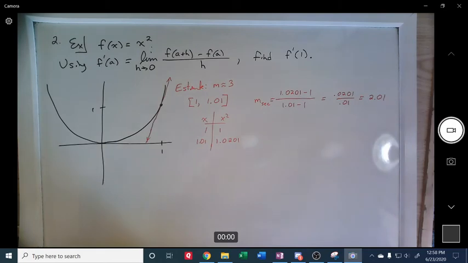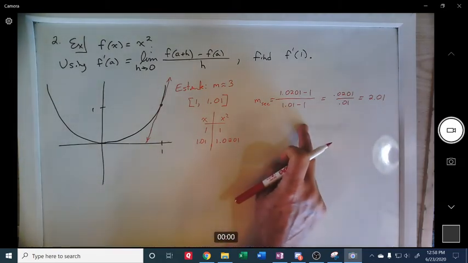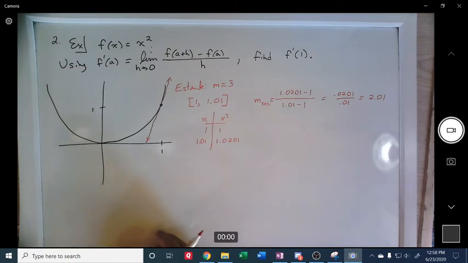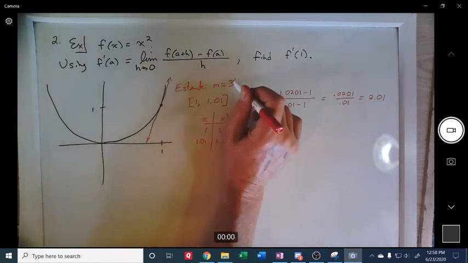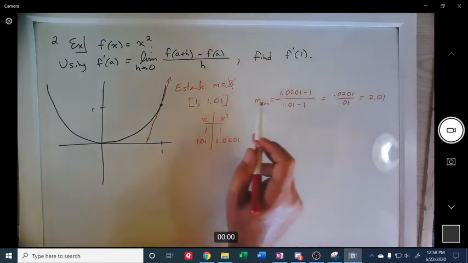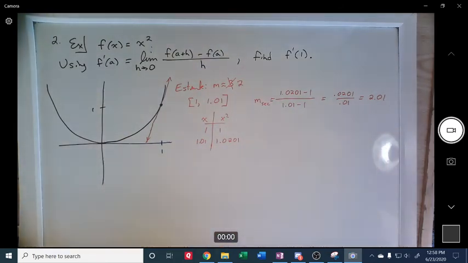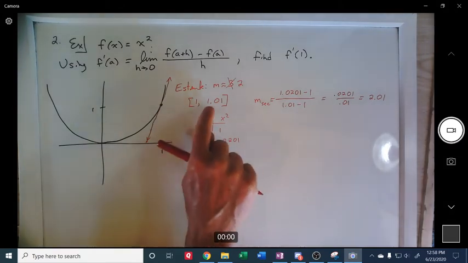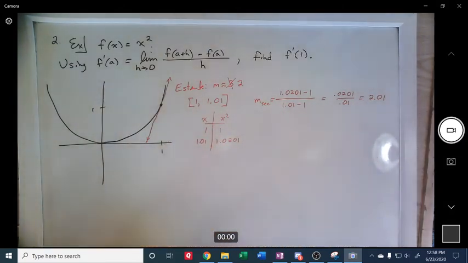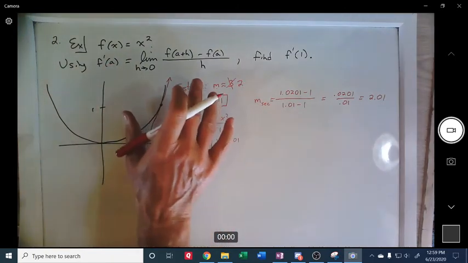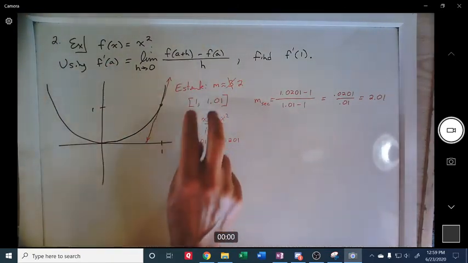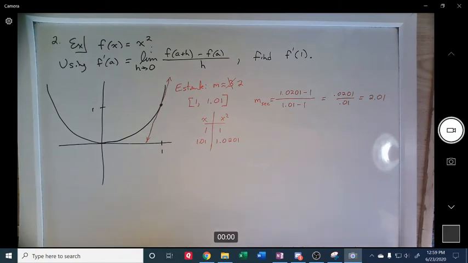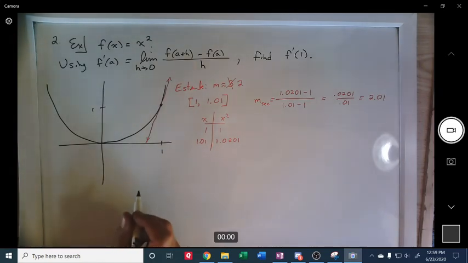2.01. Ooh. If I do that, I can say, hey, maybe I'm going to update my estimate. I'm going to say, with this information, maybe the slope is going to be 2. Because when I was really close to 1, I got really close to 2. Alright? Now, but these are just estimates. Looking at the graph and using any secant, no matter how close, is not finding the exact answer. To find the exact answer, we have to use algebra.